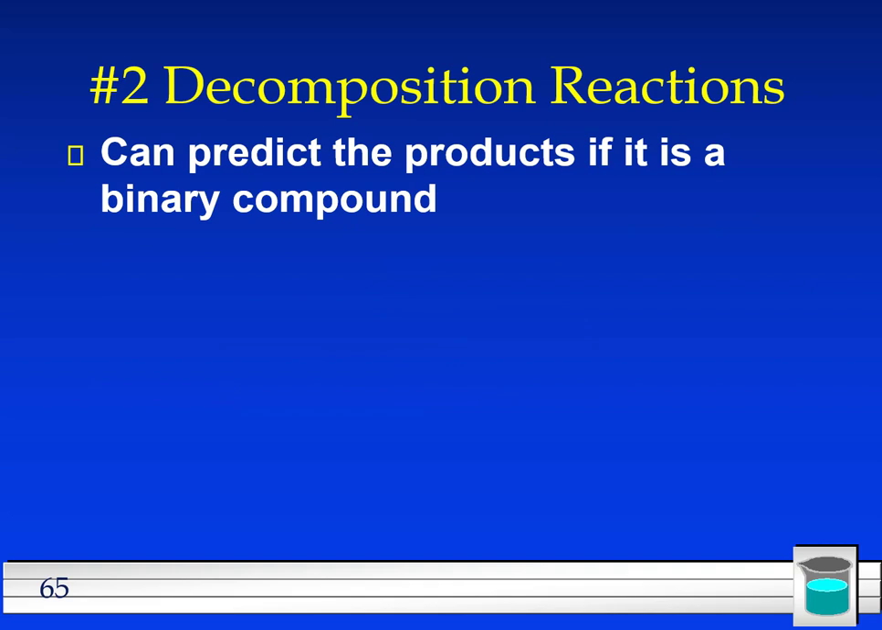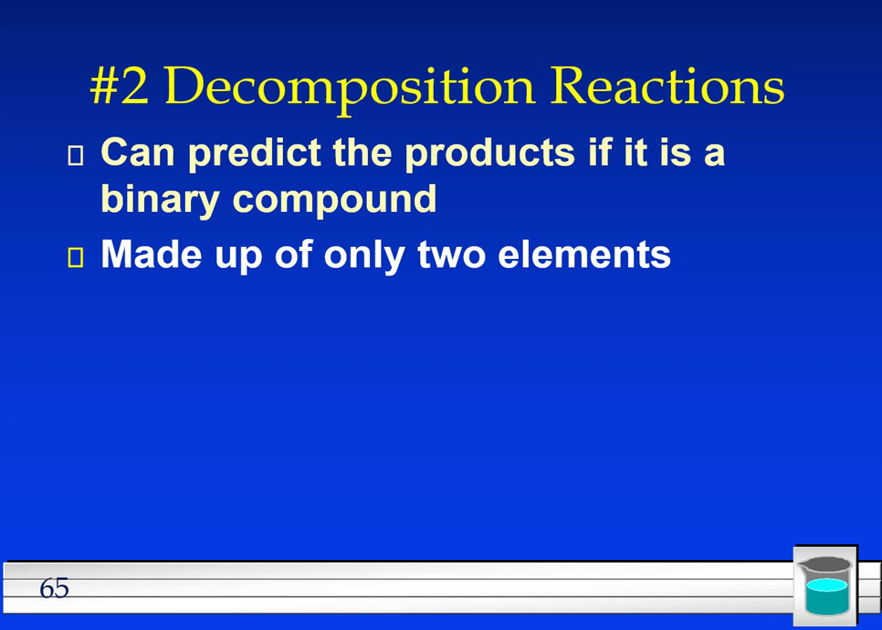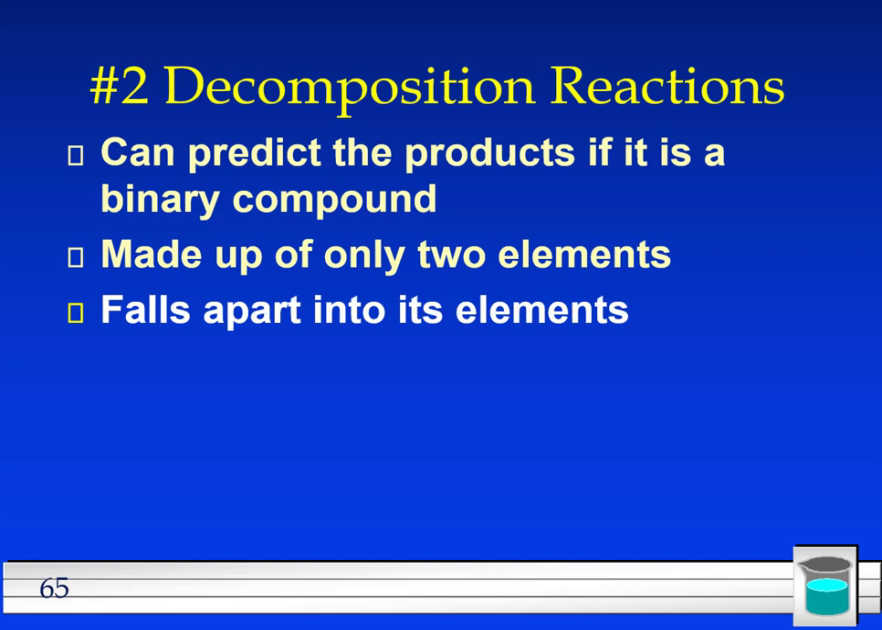We can predict the products if it's a binary compound. Remember what binary means. Binary means two, so just two elements. So if you only got two elements and it falls apart, what you're going to fall apart into is those elements.